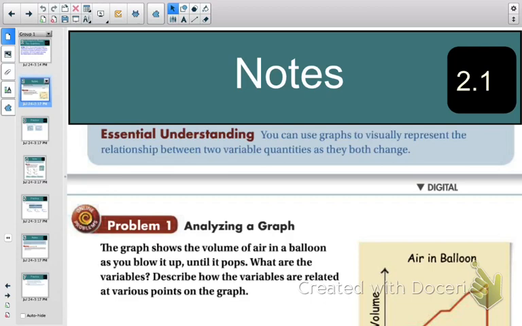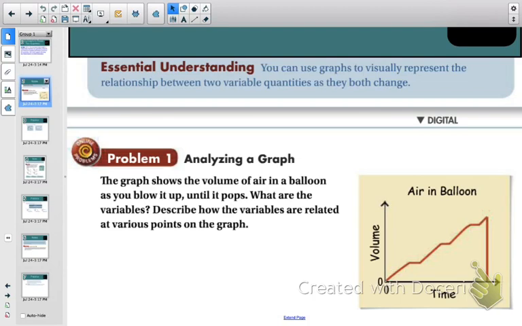Alright, so this says you can use graphs to visually represent relationships between two variable quantities as they both change. So looking at this graph over here, it shows the volume of the air in a balloon as you blow it up until it pops. What are the variables, and describe how they are related at various points on the graph. So your variables are just going to be what's on the axis, so volume and time. Time is our x, because it's on the bottom. Volume is the y. Okay, so those are two variables, and then this red graph shows how they're related, how the volume is related to time as it goes on.